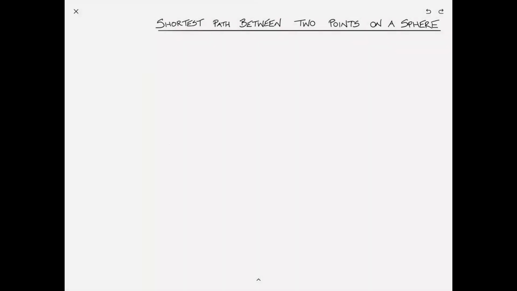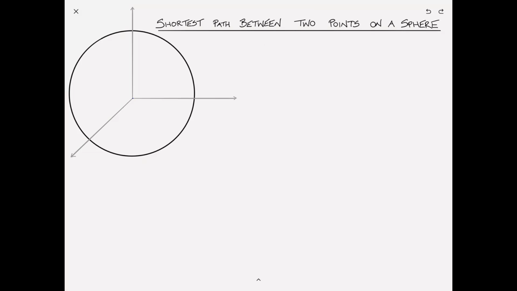Hi everyone, in this video we're going to find the shortest path, or geodesic, between 2 points on a sphere. This problem is just the extension of a previous problem where we looked at the shortest distance between 2 points on a plane. We start by drawing our axes, in this case in 3 dimensions. Then we'll draw a sphere, the center of which is the origin of the coordinate system.